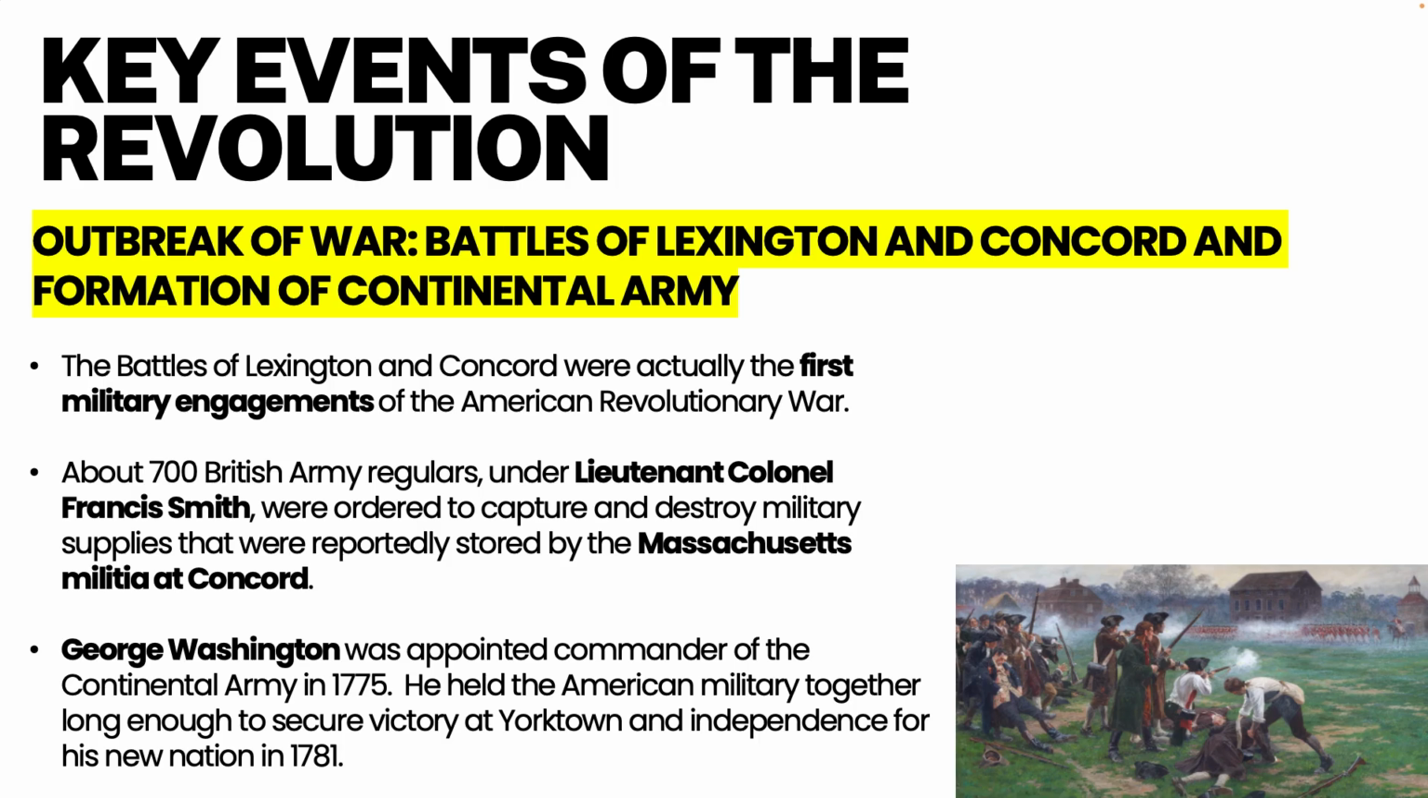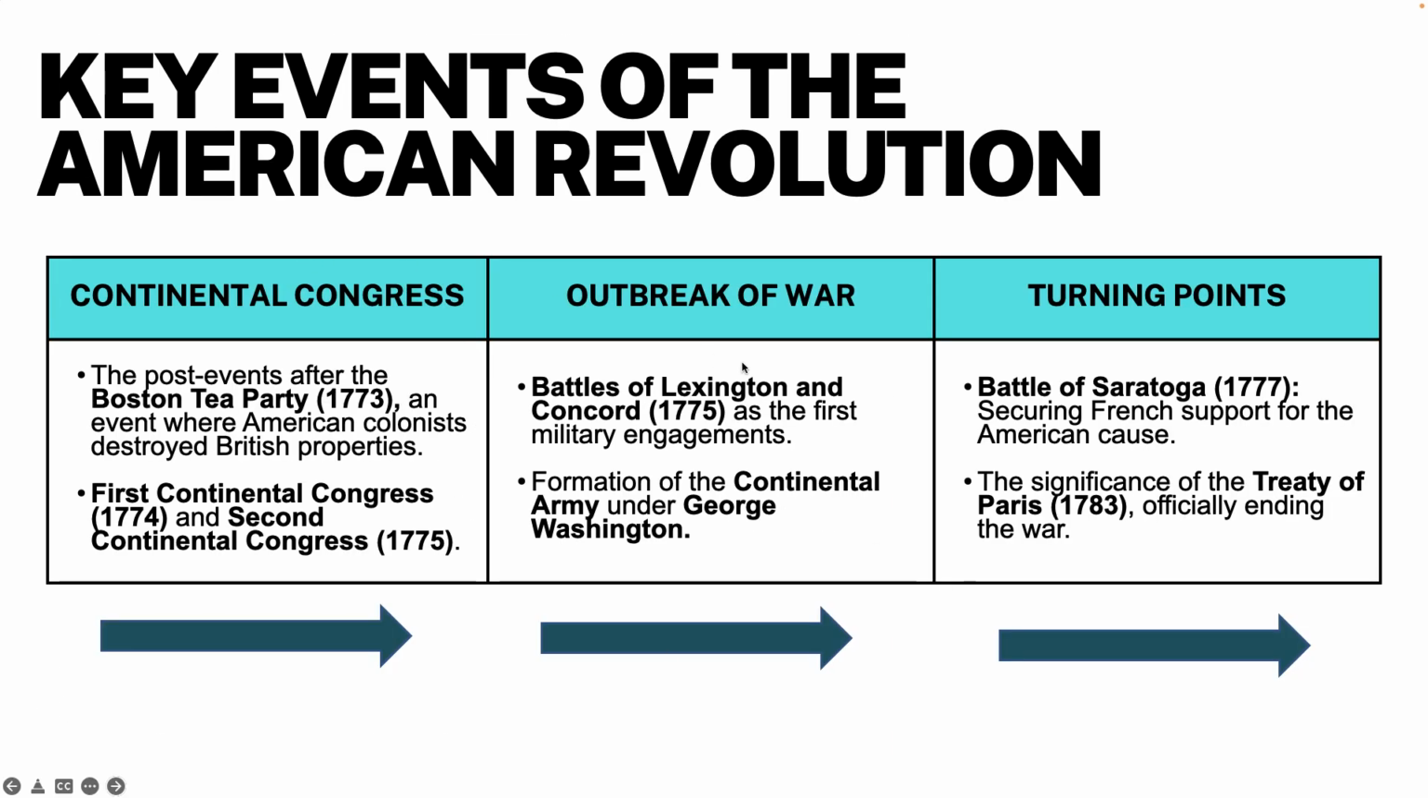Okay, since we are done with the key revolution, the outbreak of war, between the battles of Lexington and the Continental Army that was under Washington, we will now go to the turning points. The turning points, technically, are the aftermath of what happened from the Boston Tea Party, which of course led to the First Continental Congress, and since the Continental Congress didn't work on their end, it led to Lexington and Concord, and of course with the intervention of the Continental Army of Washington, there were aftermaths that signify the events of the American Revolution.